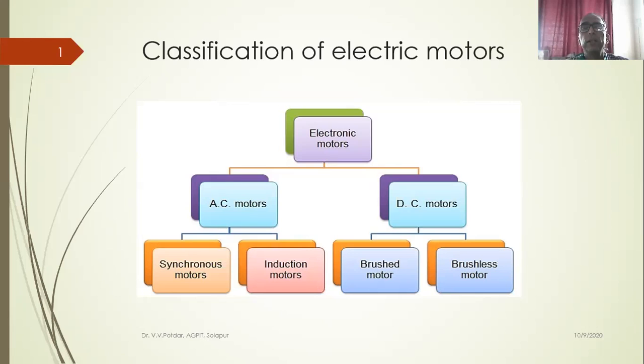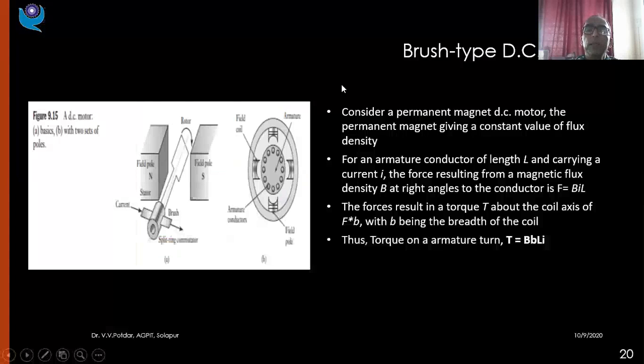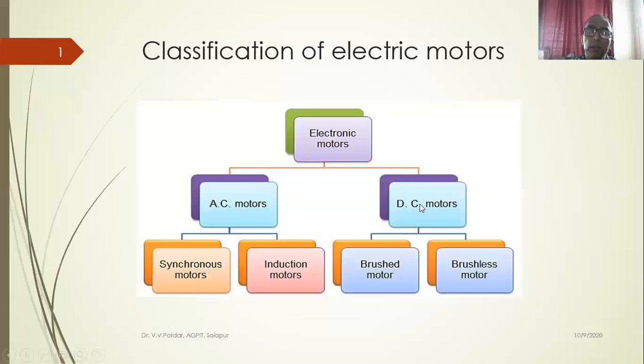A broader classification of the electric motors, as you can see on the screen. These are classified broadly into AC motors and DC motors. AC motors are further classified into induction motors and synchronous motors, whereas DC motors are classified into brushed DC motors and brushless DC motors. Apart from this, we'll be studying some servo motors and some stepper motors as well. To begin with, we'll be starting off with DC motors.